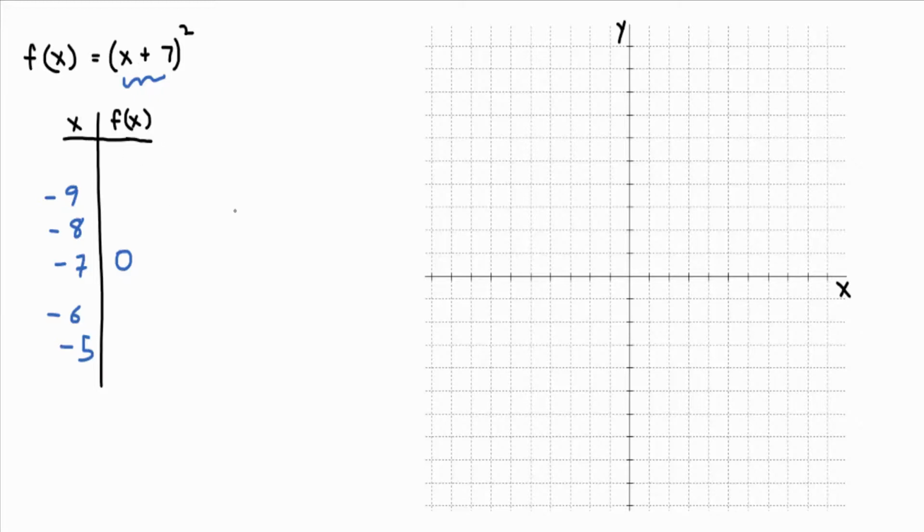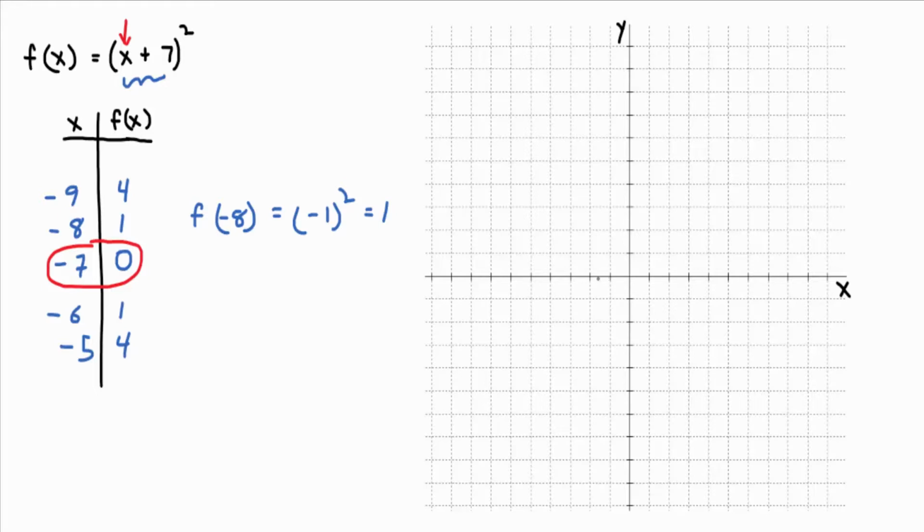If you plug in negative 8, for instance, f of negative 8, you're going to have negative 8 plus 7 is negative 1, and then you're going to square that and get positive 1. Whereas if you plug in negative 9, you'll end up with negative 2 squared, which is positive 4. If you plug in negative 6, you'll end up with 1 squared, which is 1. If you plug in negative 5, you'll end up with 2 squared, which is 4. So plot those values. And I would start with the vertex, the number you can plug in that makes this 0. It's always going to be the vertex. I think you'll see that pretty quickly here.